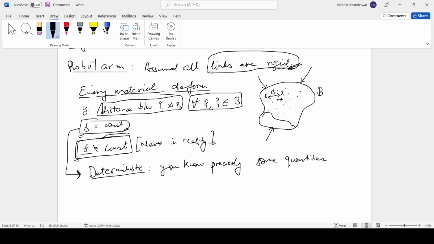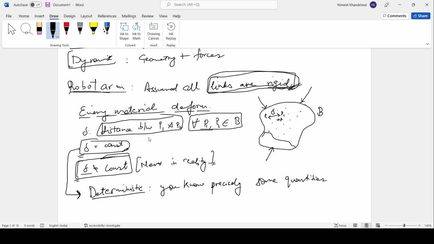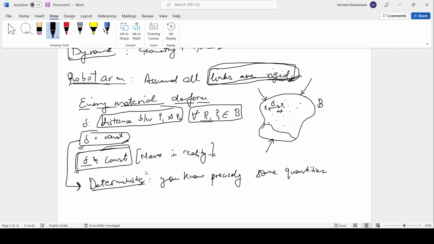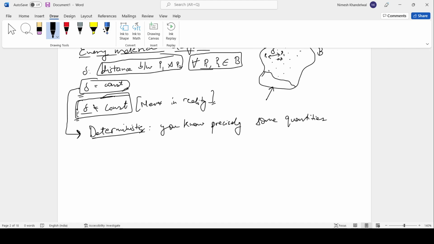So your kinematic and dynamic models that you had made for a robot arm, assuming all the links to be rigid, were deterministic models. Now if you want to incorporate the fact that all the assumptions might not hold, then you make a stochastic model.